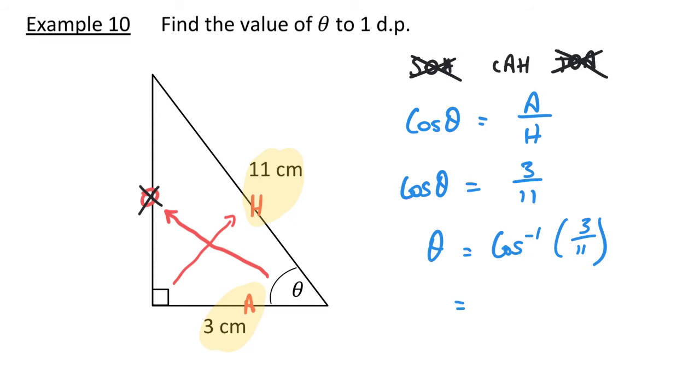Again, your calculator should be in degrees mode, so there should be a D or a DEG at the top of your screen, and we get an angle of 74.1 degrees to 1 decimal place.